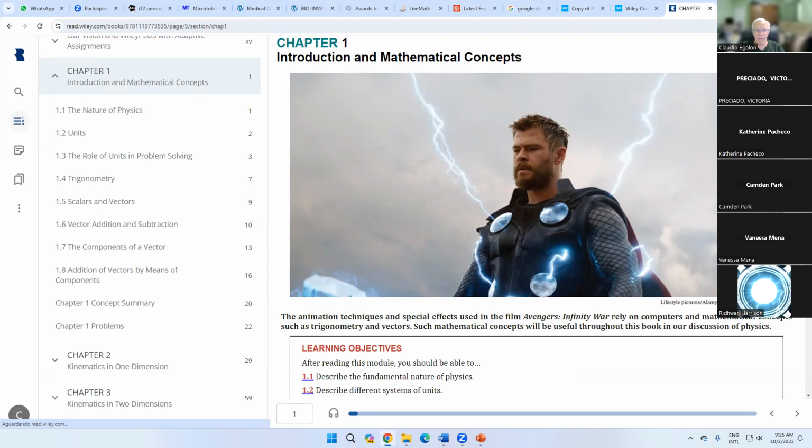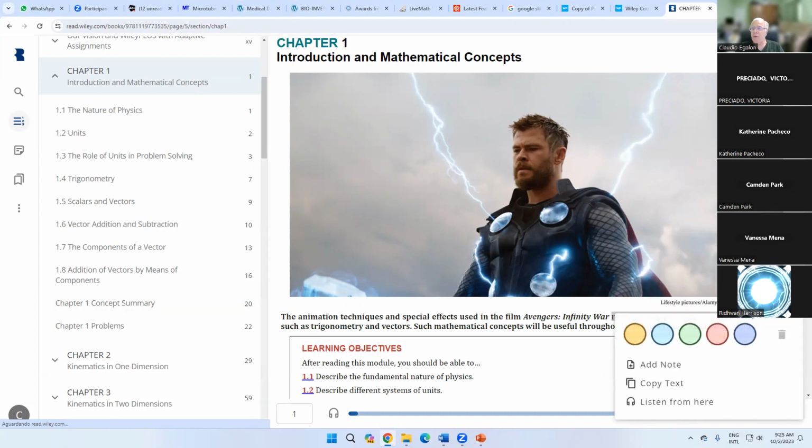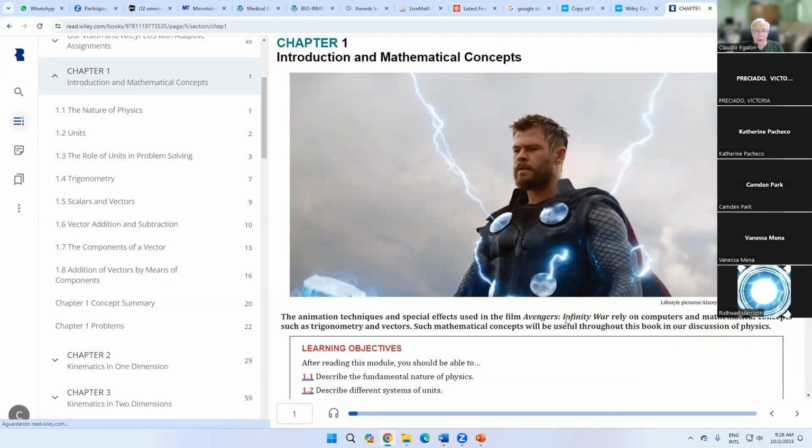And I guess I mentioned that to you before, right? All those special effects in movies like Avengers rely on computer and mathematical concepts. And even the Interstellar movie, if you watch it, that's pretty good. It's very impressive, not just the story, but also how realistic they made it.